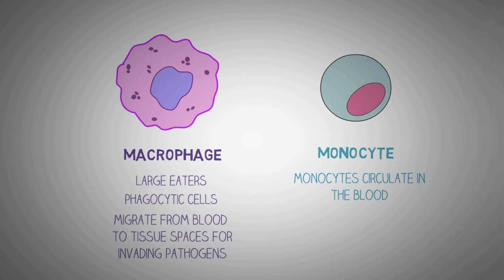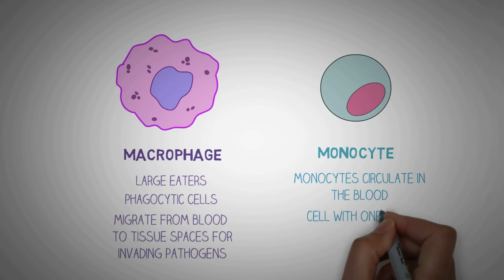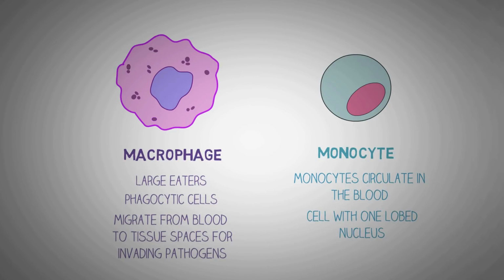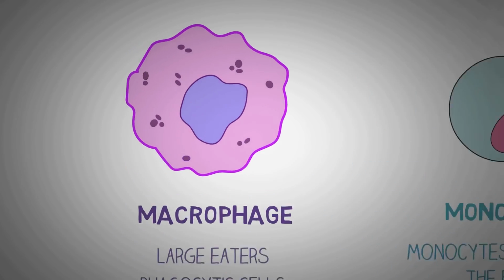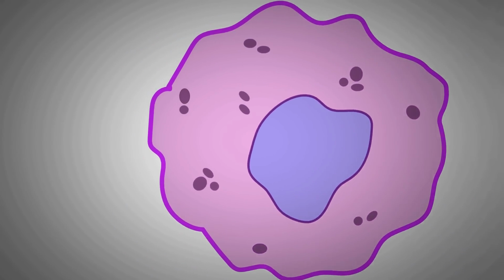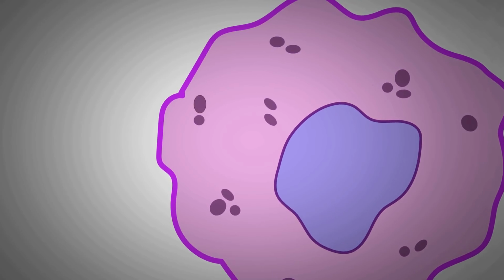We called neutrophils, eosinophils and basophils polymorphonuclear cells. As the name indicated, their nucleus contained multiple lobes. If you look at the word monocyte, this literally means cell with one lobed nucleus. And as you can see, the nucleus of monocyte and macrophage is round to oval with only one lobe.